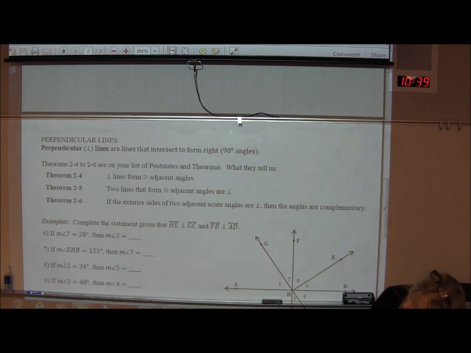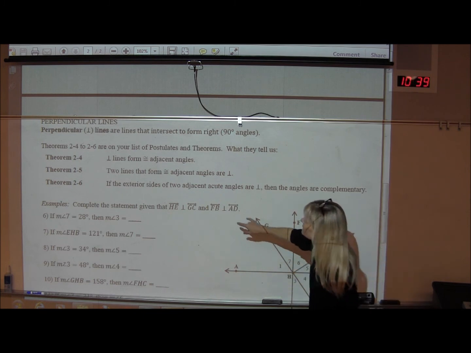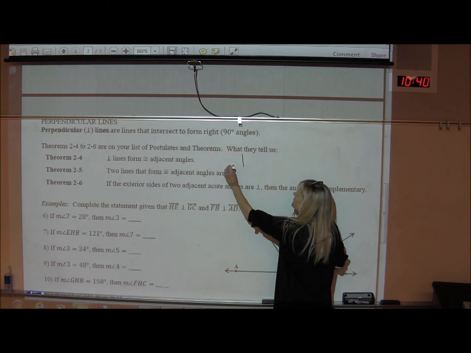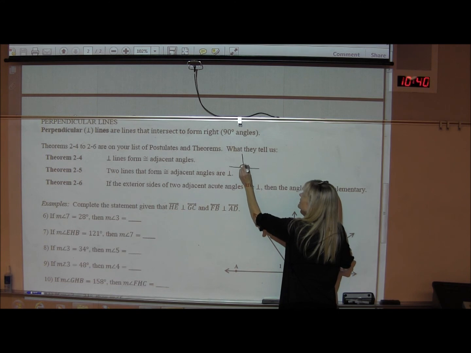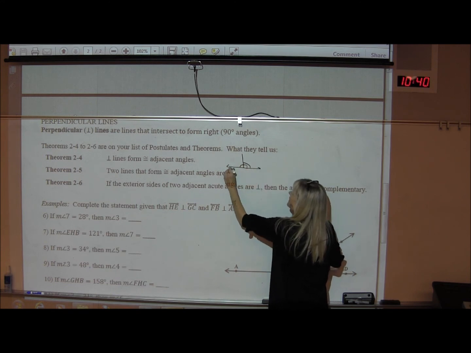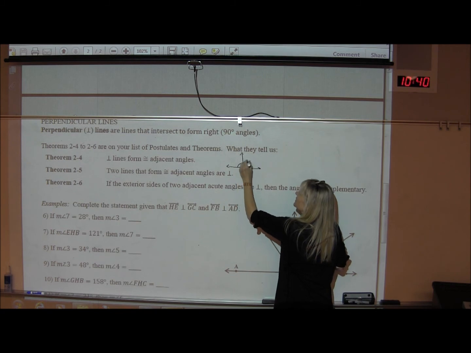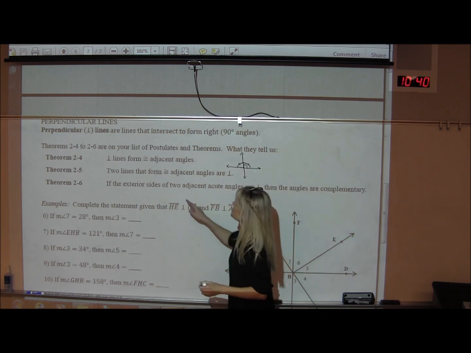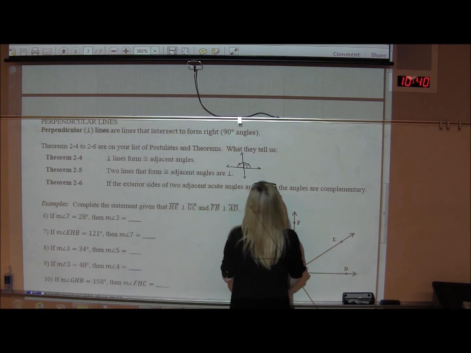Okay, so first, perpendicular lines intersect to form a right angle. So perpendicular lines form congruent adjacent angles. If they're perpendicular, then the adjacent angles are this and this. This is actually a line, so this angle and this angle are adjacent. They have to be congruent because they're both 90 degrees. So that's all that's saying. Two lines that form congruent adjacent angles are perpendicular.